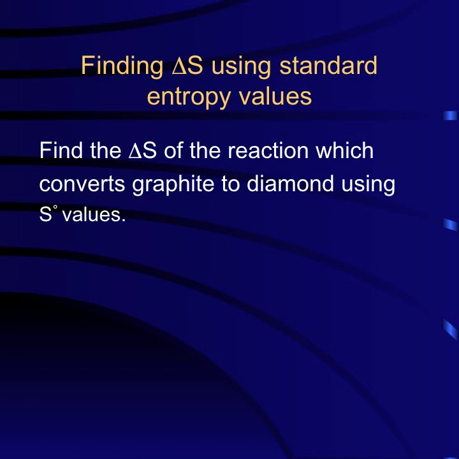Alrighty, I want you to find the delta S for the reaction that converts graphite to diamond. You can stop the podcast. You should find that you get negative 4 joules per Kelvin. That means entropy is decreasing and that diamond is more organized than graphite, and indeed it is.